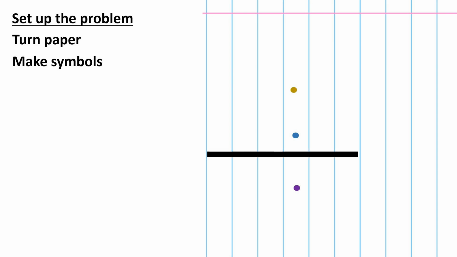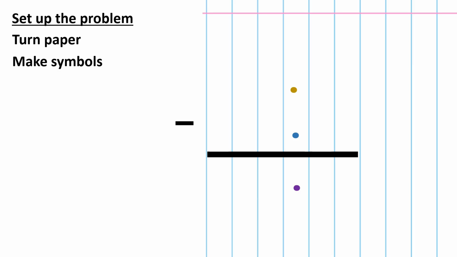First, we turn the paper so that the lines are vertical. That makes a lot of white columns. Each column will hold a specific place value. Next, we'll make symbols. We'll write a decimal point for the answer's number, and we'll write a decimal point for each of the numbers in the problem. Please note that we write all the decimal points in the same column. We also draw a horizontal line, and then the operation symbol.